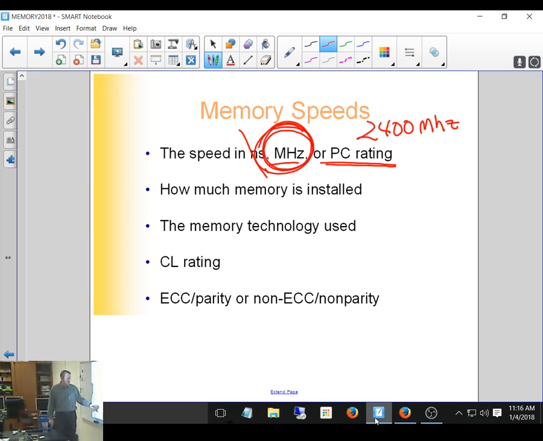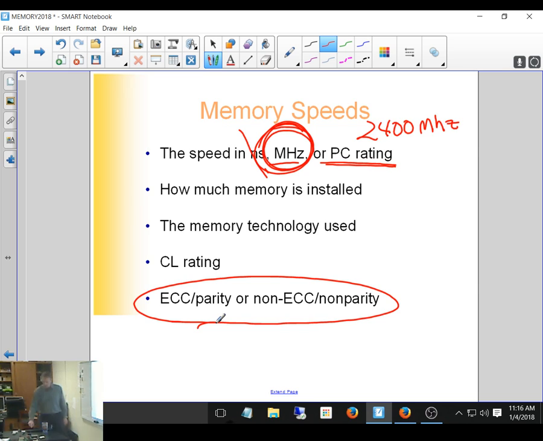Okay, and the last thing is whether it's got error correcting code or parity, and we're going to talk about that in a little while. That's the last thing that affects your memory speed, and this is really talking about whether it's server or desktop RAM, and we're going to get into that in a minute.